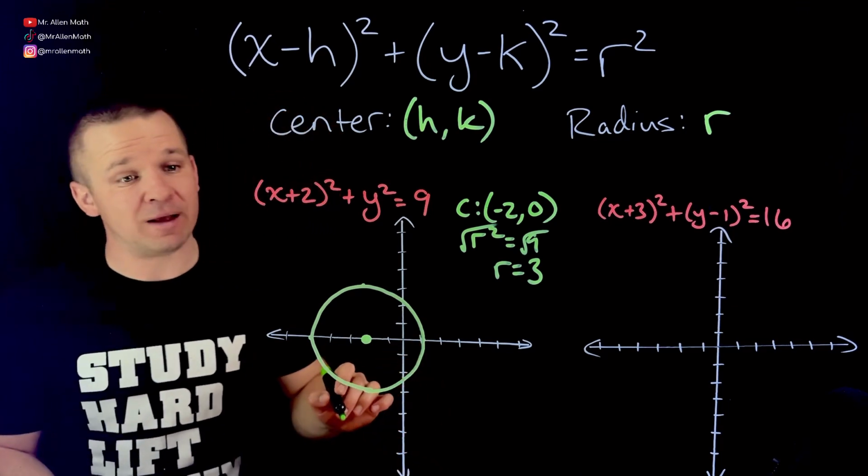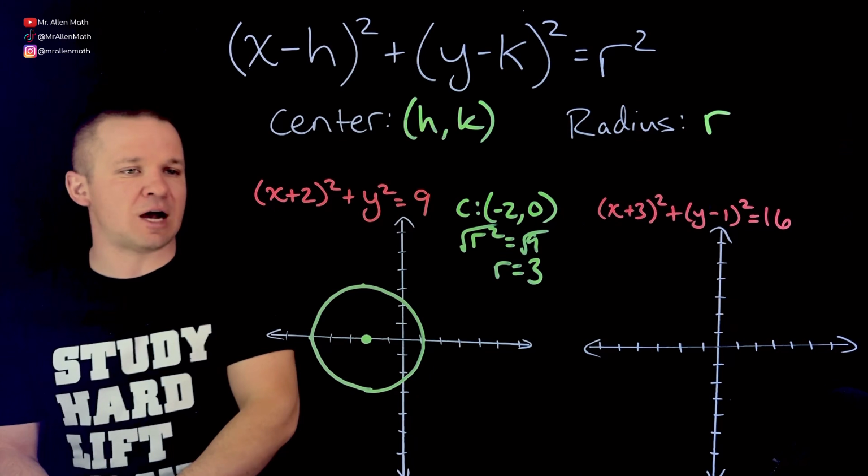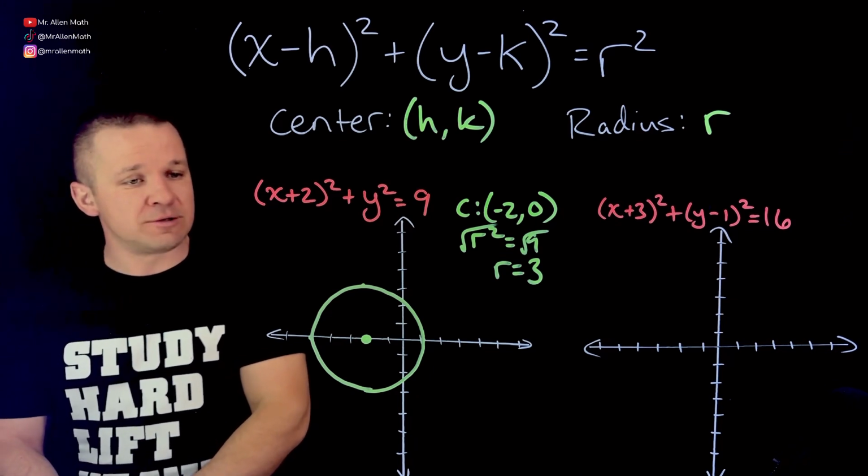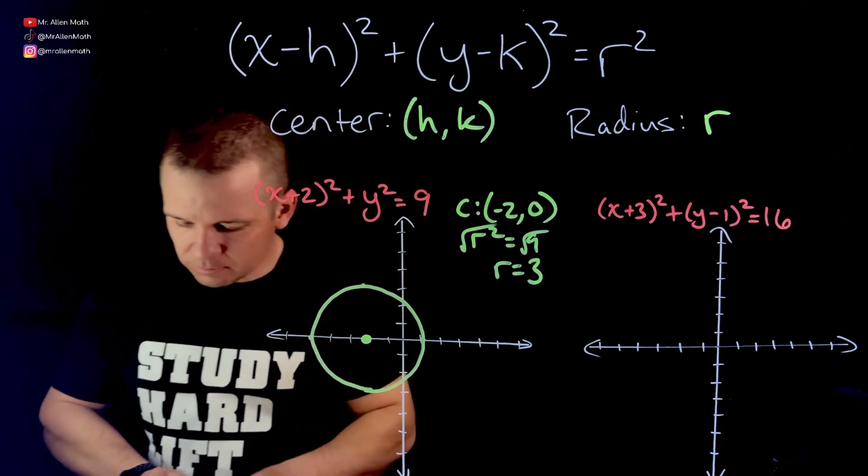Hey, that's not half bad, man. That's not half bad. With a radius of 3, centered at negative 2, comma 0. I'm actually very impressed with that circle. I'm just going to look at it for a little bit. Okay, let's do the next example.